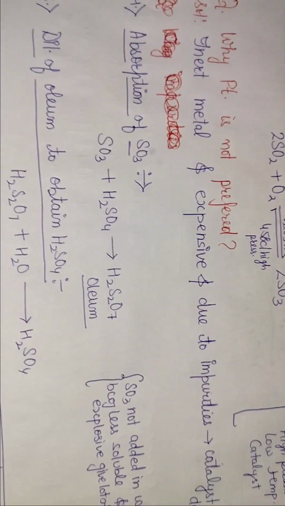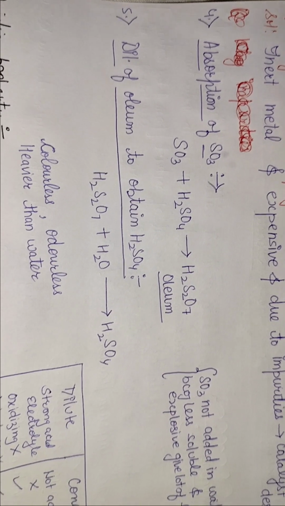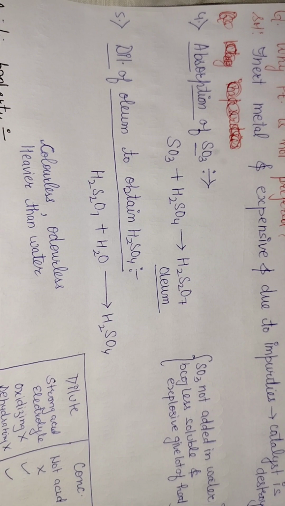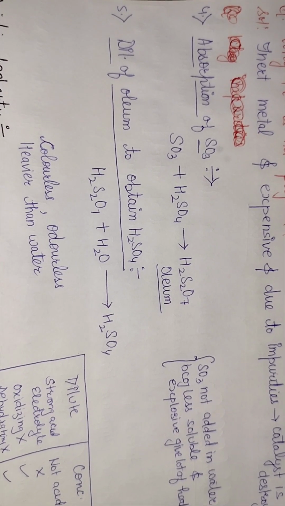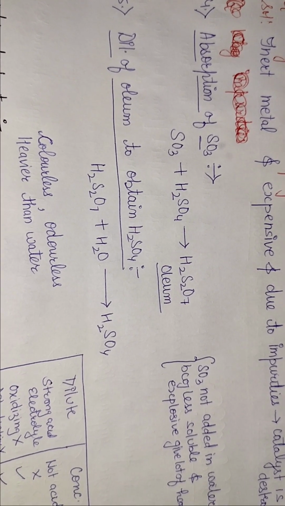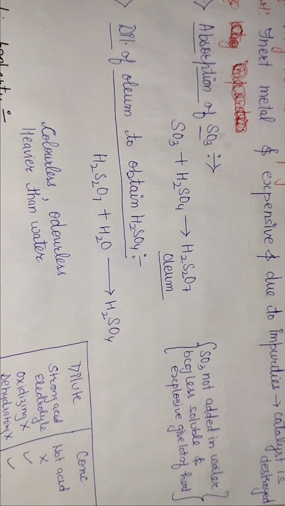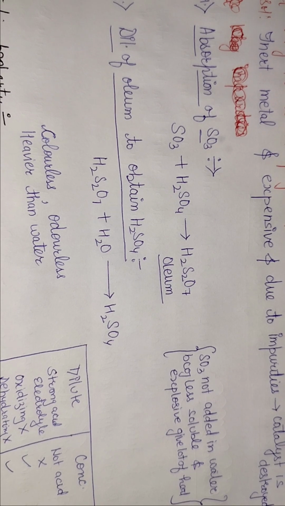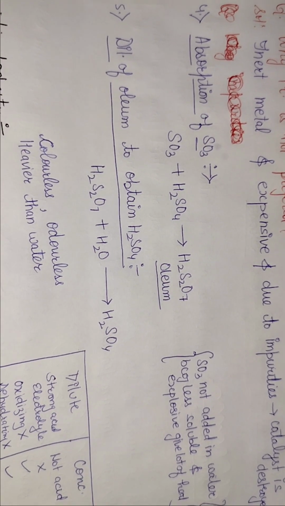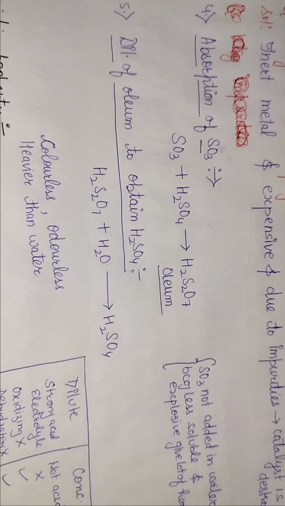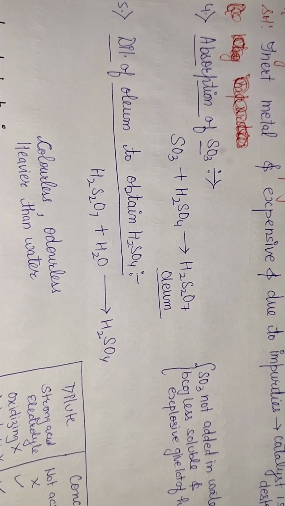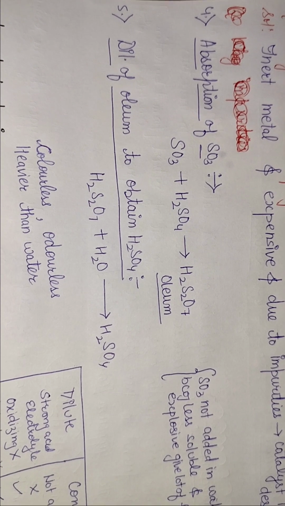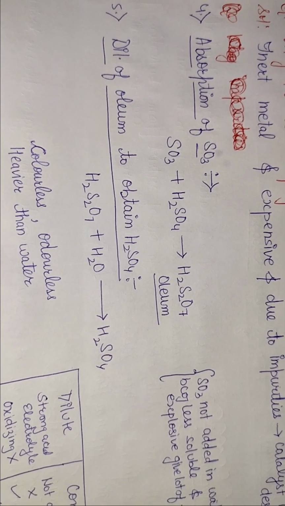All right, then come to the fourth step, that is absorption of sulfur trioxide. Now sulfur trioxide is combined with H2SO4 and not with H2O, because sulfur trioxide is less soluble and explosive and gives too much heat, a lot of heat. So we are not going to do this, and we are going to add H2SO4 to sulfur trioxide, so it will lead to the formation of oleum.